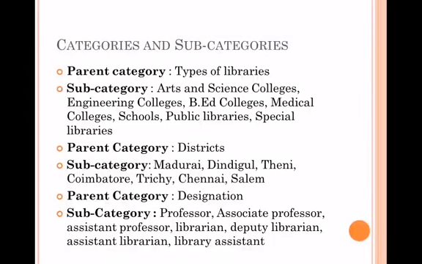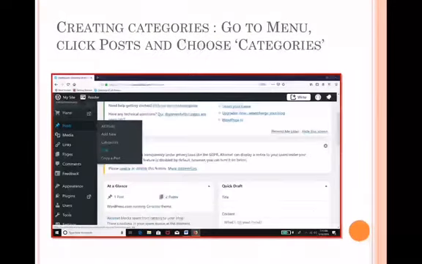You can have as many categories as you want, and as many subcategories as you want. There is no limit for the number of categories that can be created in a nested structure in WordPress.